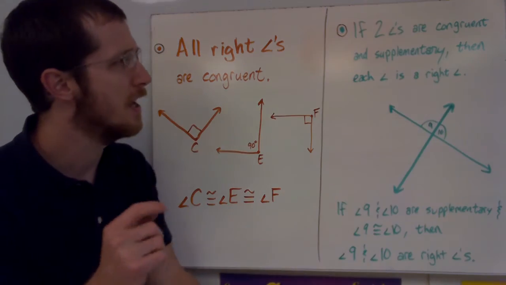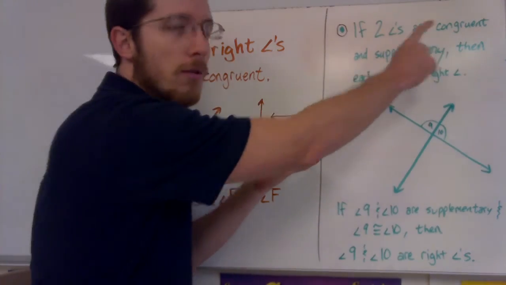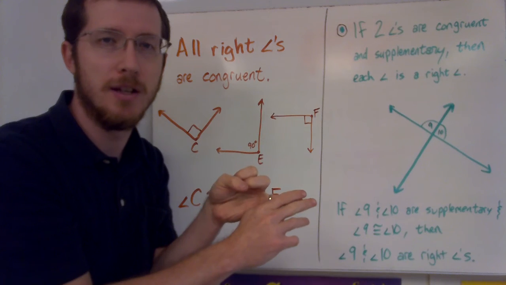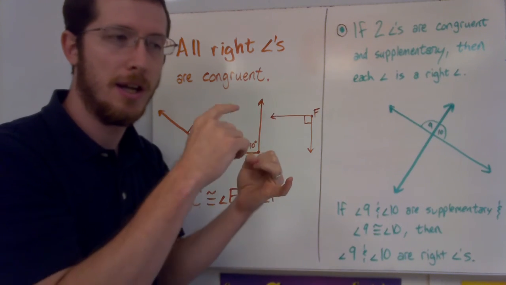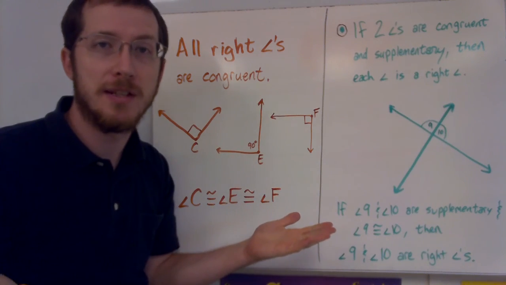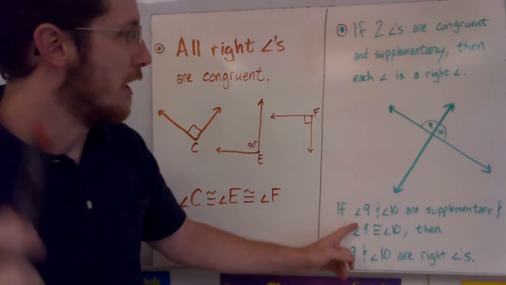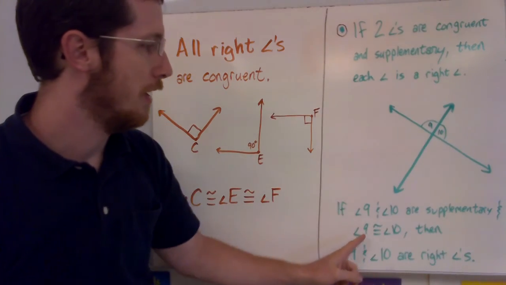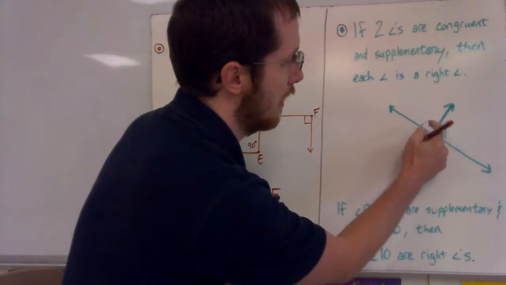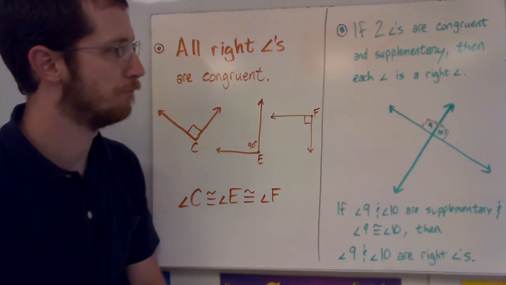So let's think about this. If they're the same measure, so congruent means same measure, and they're supplementary, which means they add to be 180 degrees, same number added to itself to make 180, there's only one number that fits that description, and that's a 90-degree angle. So if we know 9 and 10 are supplementary and congruent, then they must be right angles. So not only are they congruent, they're also right angles.